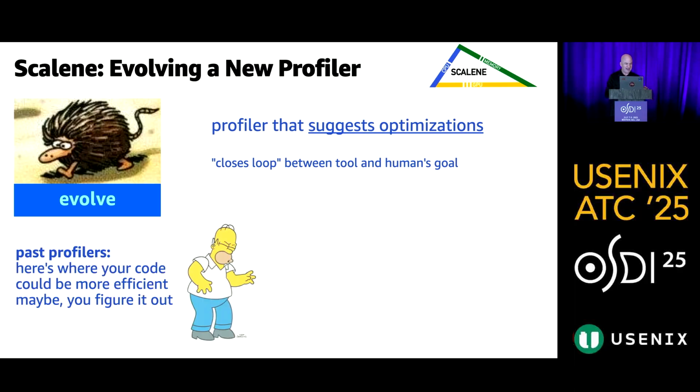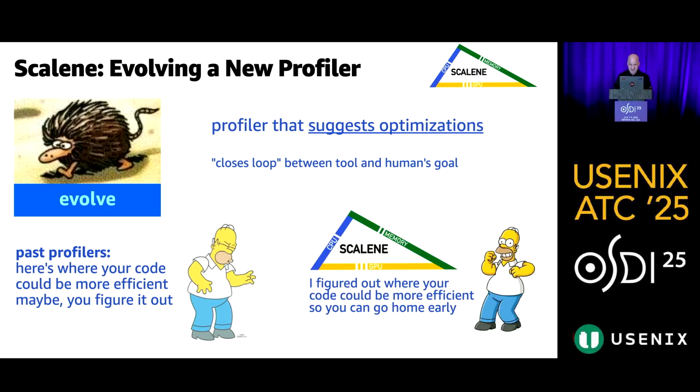So here, past profilers are really tools that show you, at best, in general, here's some place your code is maybe slow or it's consuming too much memory. You figure it out. So it's better than nothing, for sure. But here, by integrating AI, Scalene is actually telling you, oh, I figured out where your code could be more efficient, and now I will suggest optimizations for you.